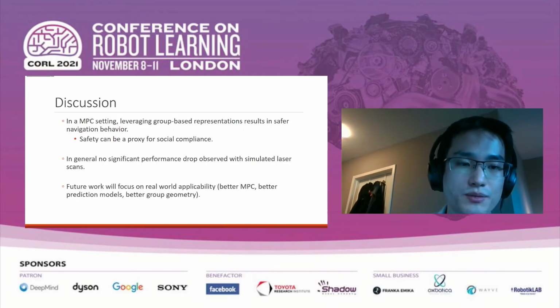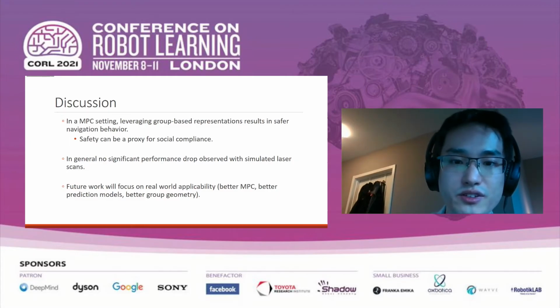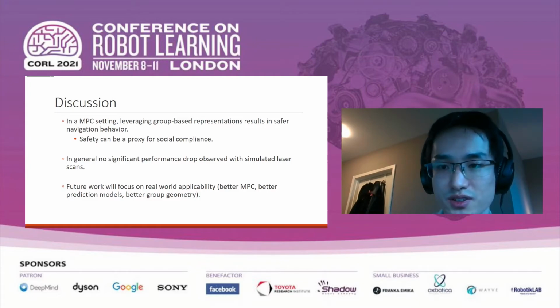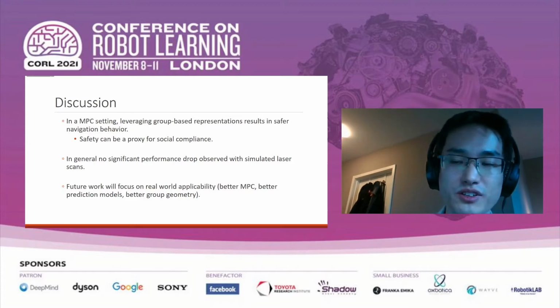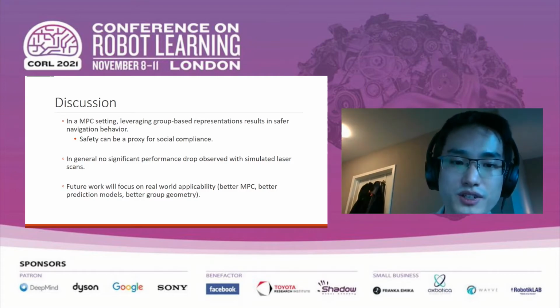So just as a recap, in summary, we are able to show that in an NPC setting, leveraging group-based representations does benefit the robot in terms of safety. And we think safety can be a close proxy for social compliance because the robots in general are being a bit further away from the pedestrians. And also, we are happy to see not much performance drop with the simulated laser scans.